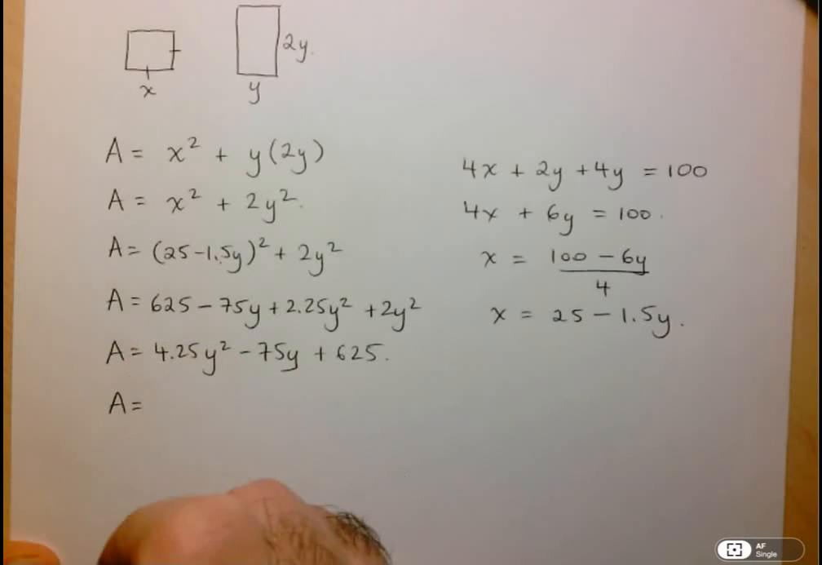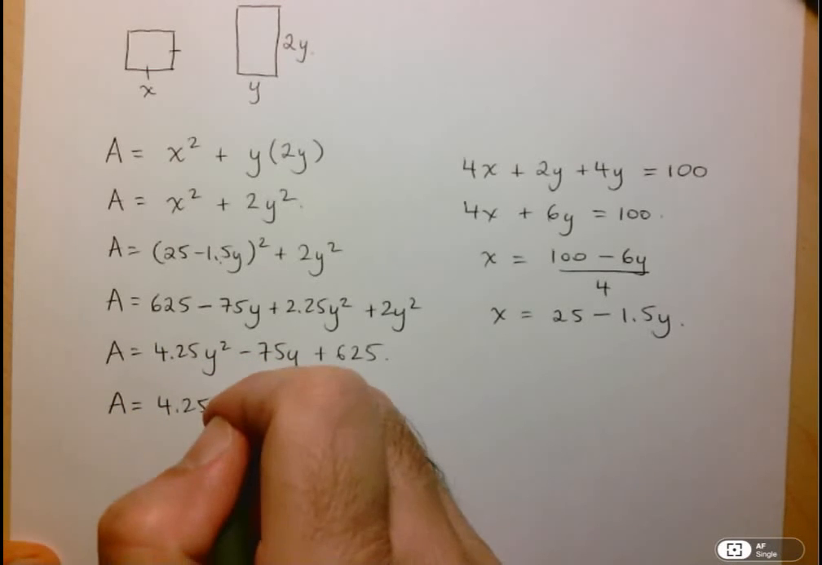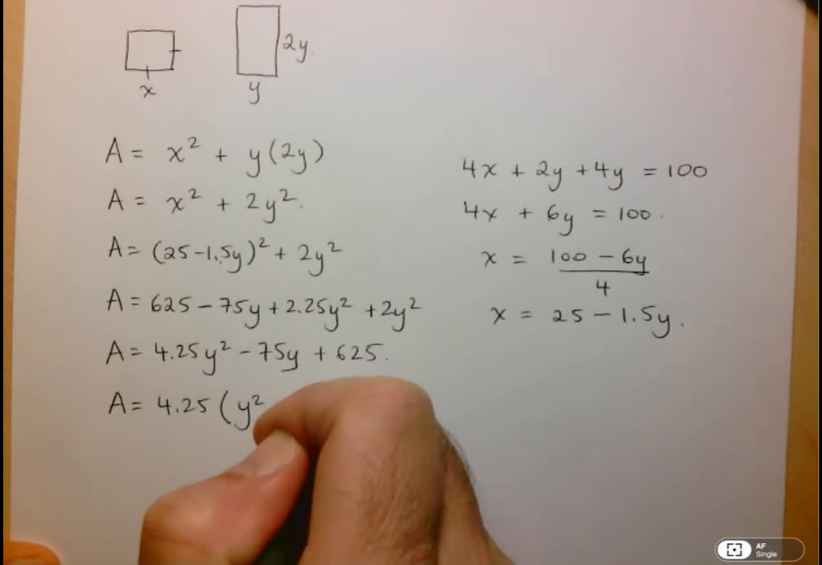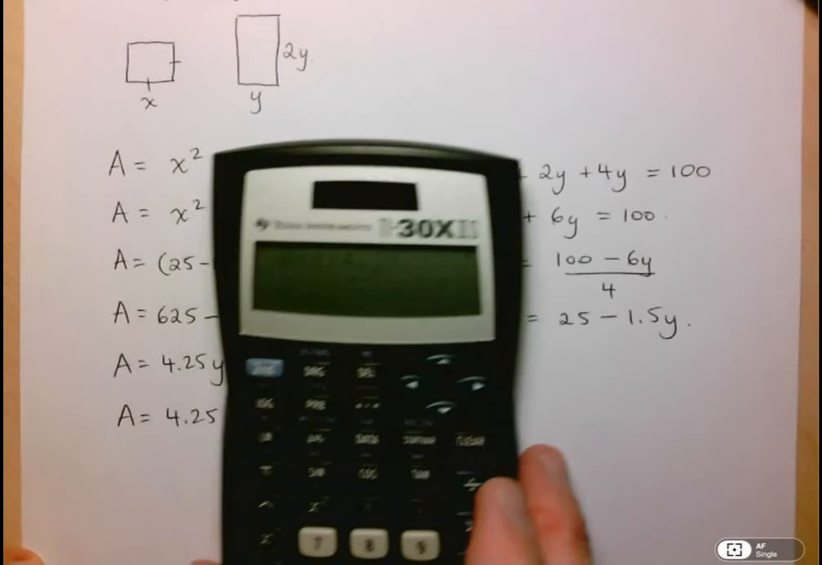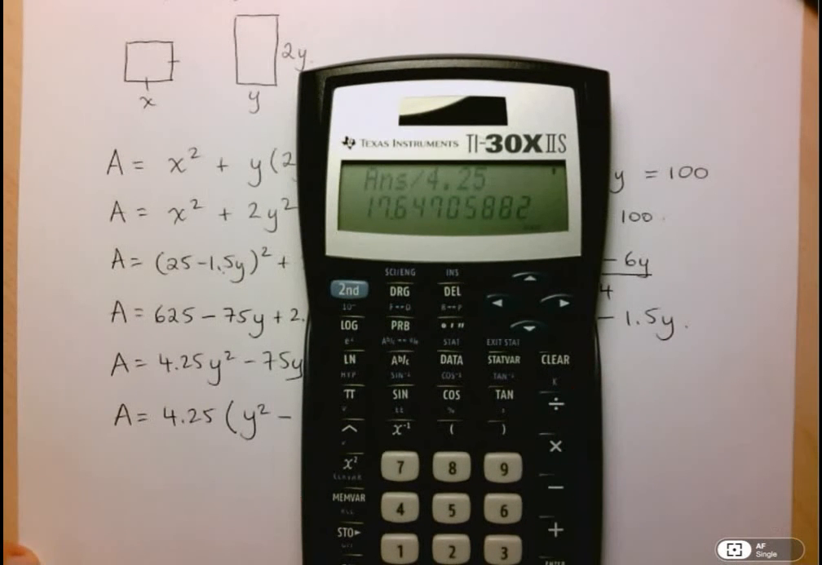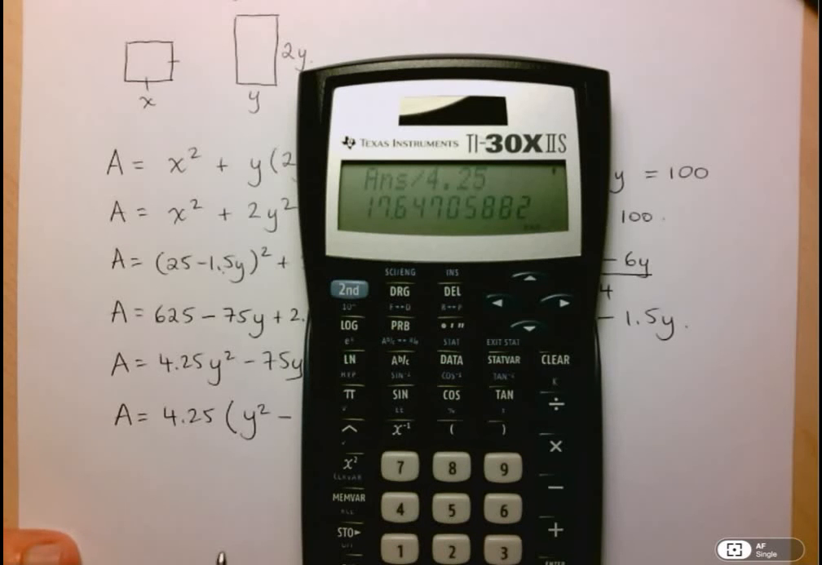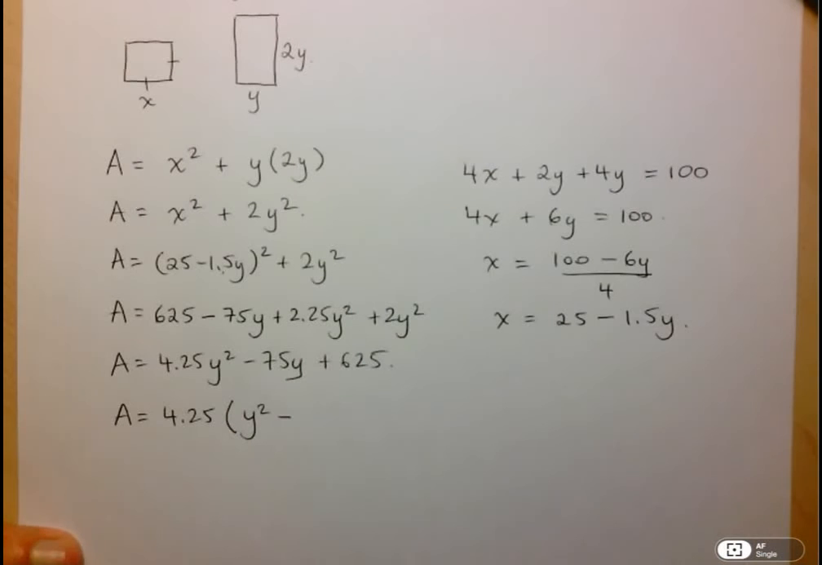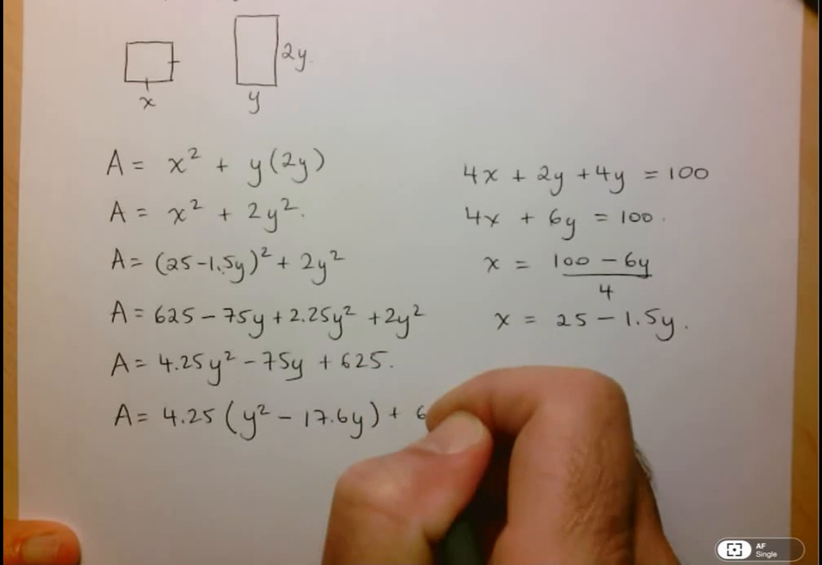Factor out the 4.25 from the first two terms. Here we're left with y squared minus, and let's do 75 divided by 4.25. Since this is an application question, I'm perfectly fine with us estimating this. So we'll estimate it to 17.6. So minus 17.6y, and then plus 625.